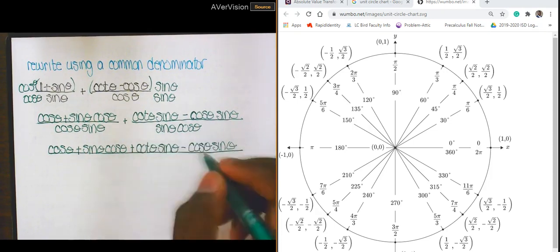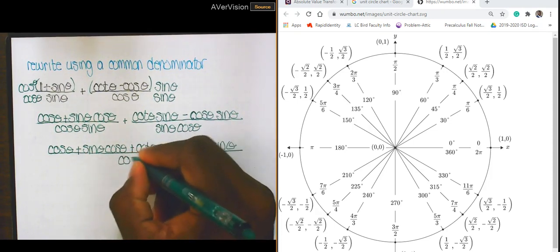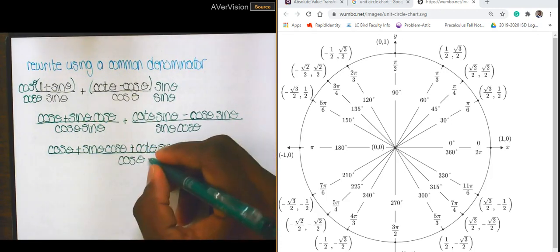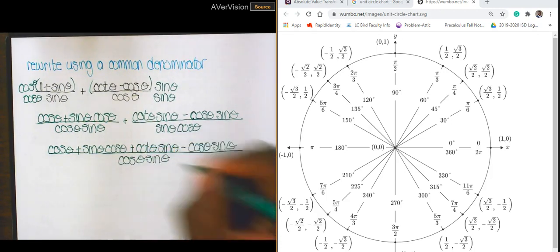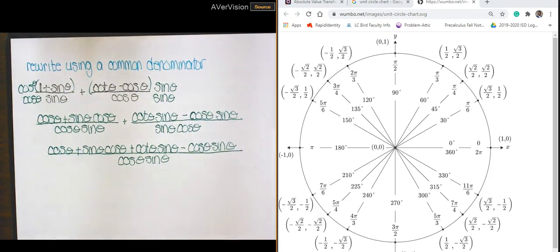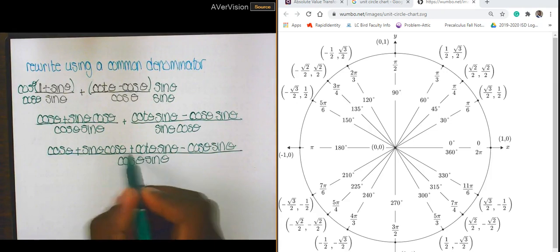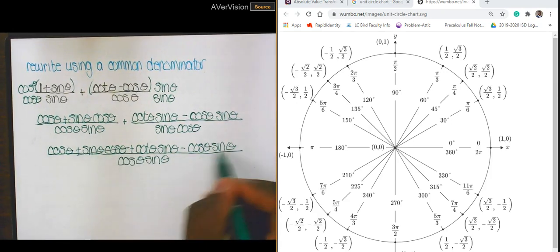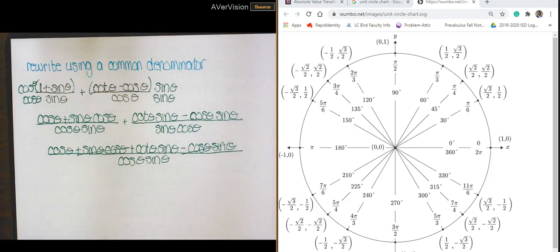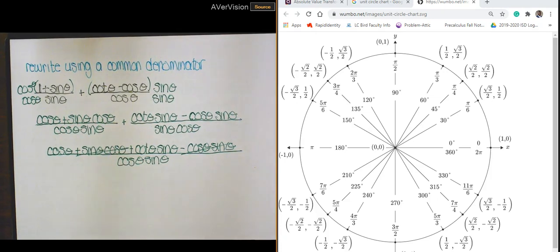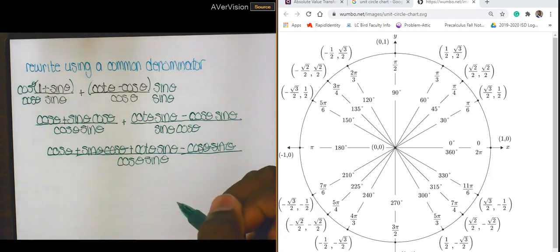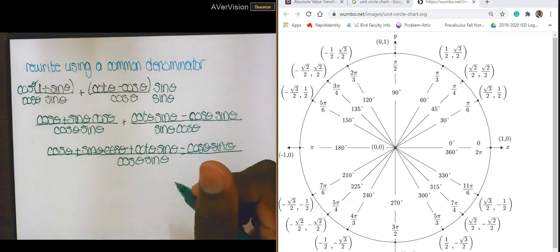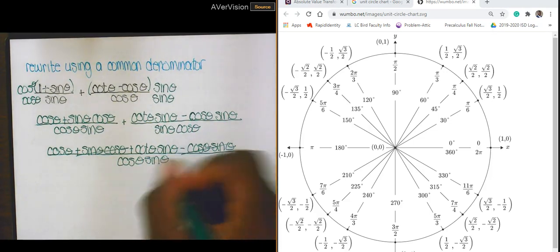Since it's being multiplied, you can write it in whatever order. So this is plus sine cosine, and then we're subtracting sine cosine, so they cancel each other out. The bottom doesn't do anything yet.